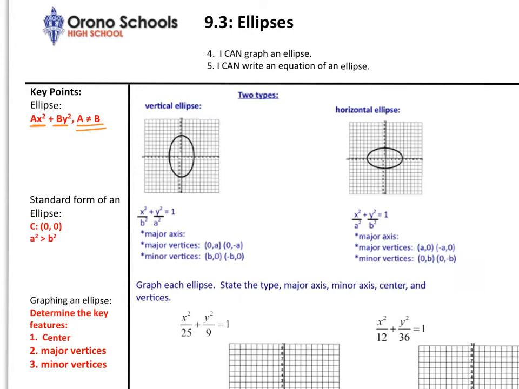Standard form for an ellipse has two parts. We'll first look at when your center is 0, 0, similar to what we did for circles. Over on the right, you'll see we have two forms for an ellipse. An ellipse can be vertical or an ellipse can be horizontal. The formula for an ellipse is kind of like the formula for a circle.